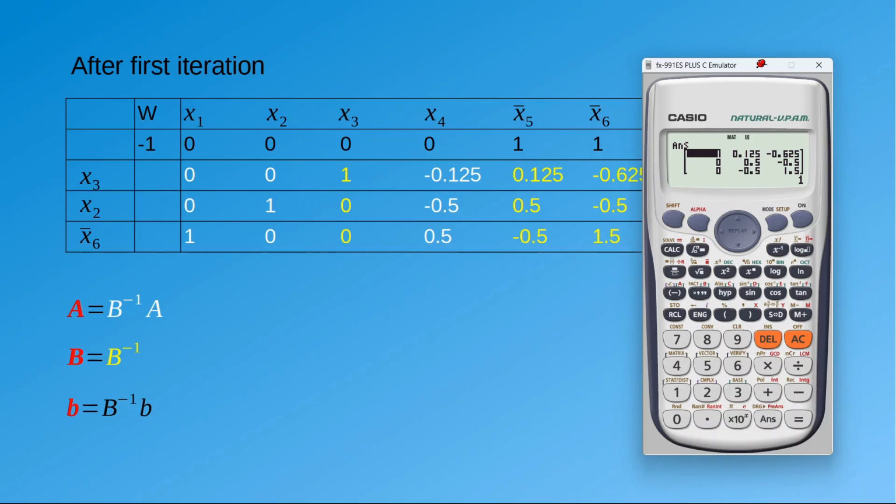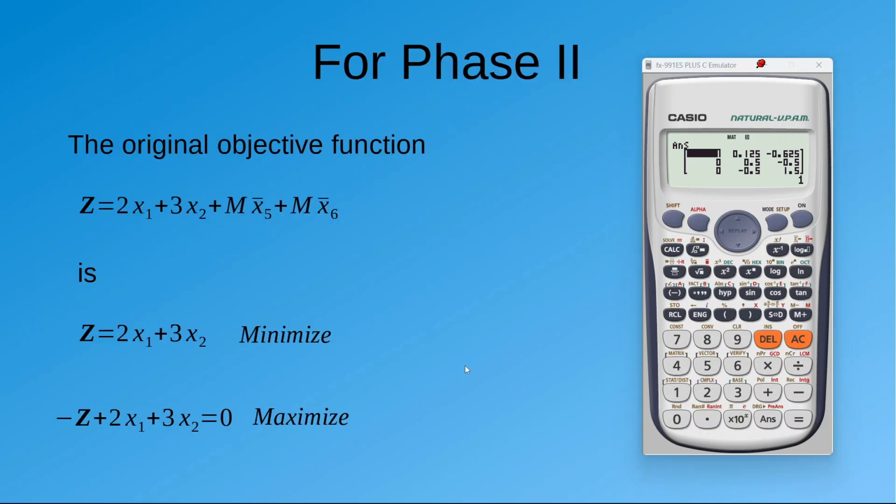Now we can start with phase 2. Once we have reached the optima of phase 1, we can start with phase 2. For phase 2, the original objective function is this. Now x5 and x6 are already 0, so all that remains is to minimize this. That is, if you multiply this equation with -1, you have to maximize this, that is minus z plus 2x1 plus 3x2 is equal to 0.